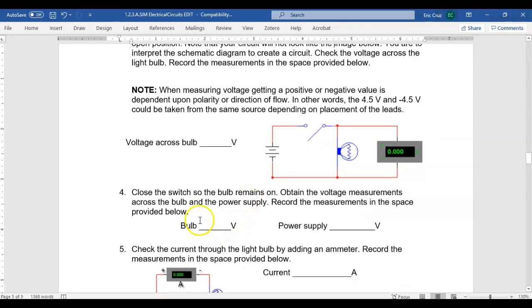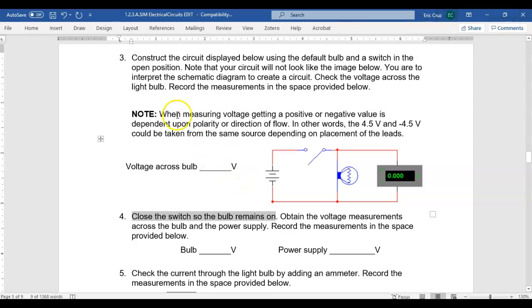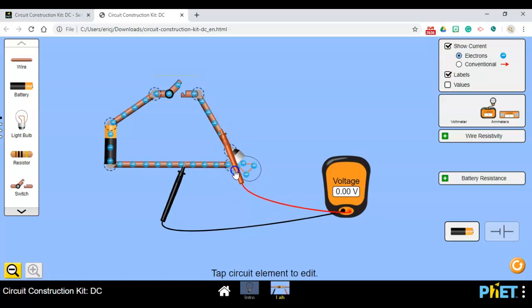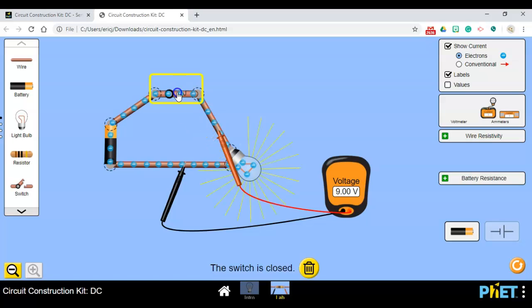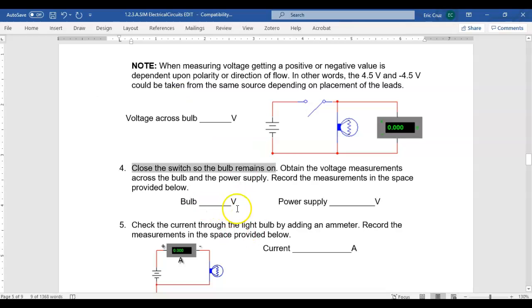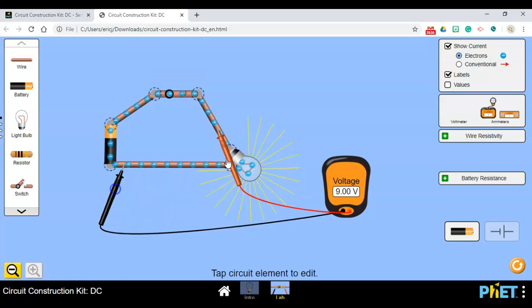I think I just answered question 4. It says close the switch, so the bulb remains on. Alright, so let's open the switch. For number 3, what's the voltage across the bulb? 0. 0 should go here. Now we close the switch. The voltage across the bulb is 9 volts. And across the power supply, from here to here, it's going to be 9 volts.